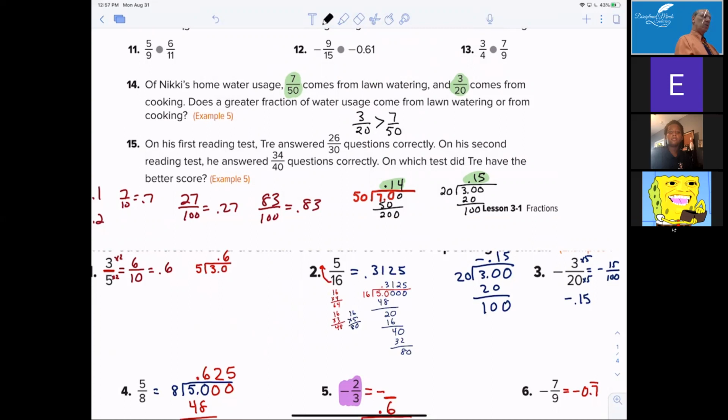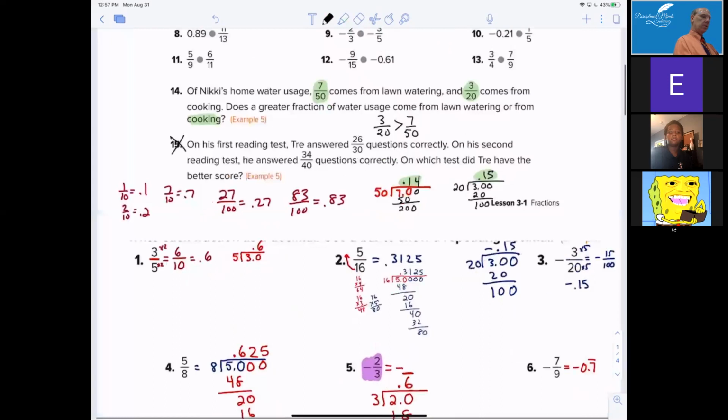But they ask a question. So it says, does a greater fraction of water usage come from lawn watering or from cooking? So what are we going to highlight? Cooking, right? We're going to highlight cooking. Cooking is the answer. All right, is everybody happy with that? All right, so do me a favor, just cross out 15. That's the same problem pretty much.